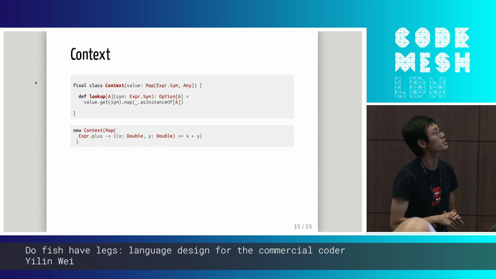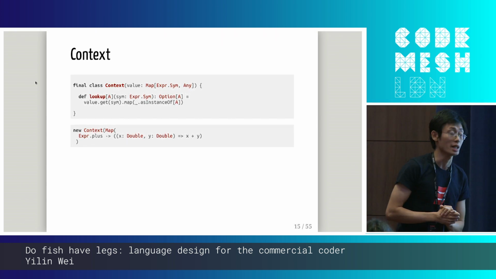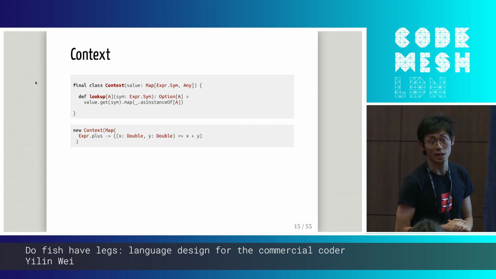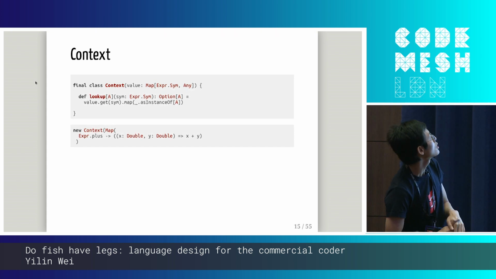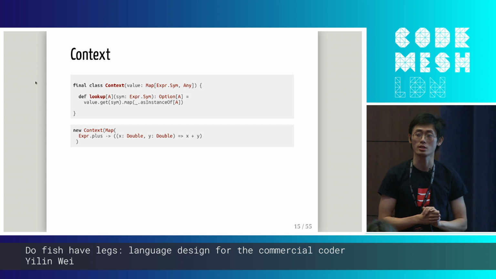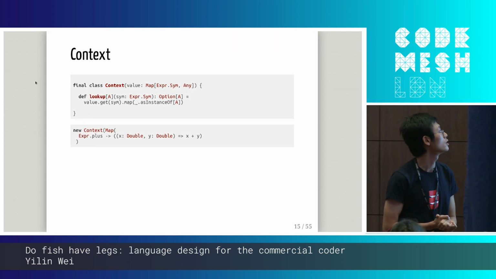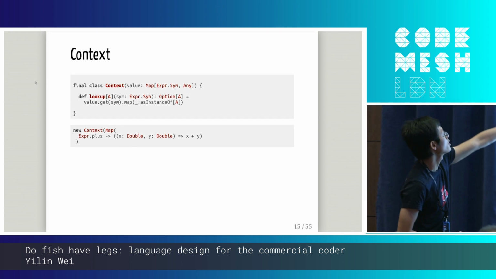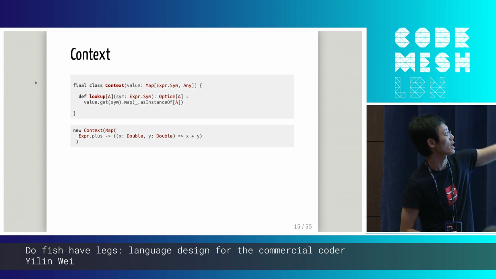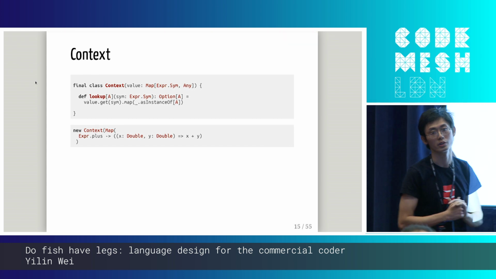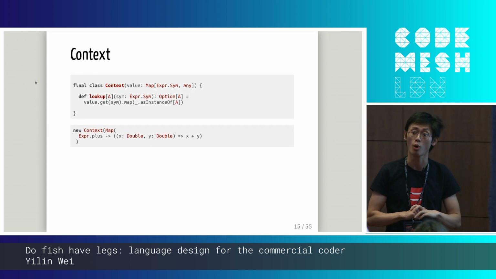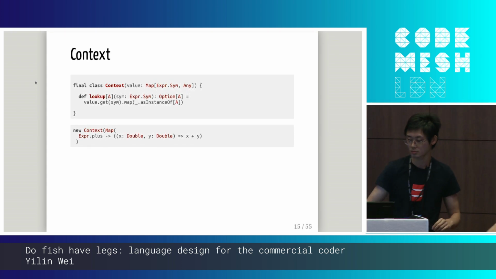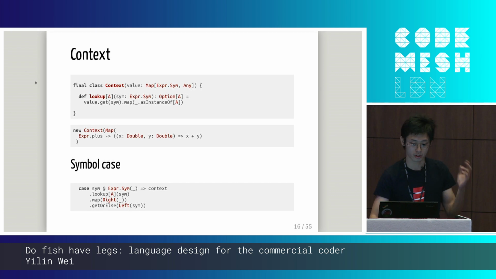So this is our context. It's a map, really, from symbol to any, because we don't really know what it is. And it can fail because it doesn't have to be inside the context. And here's an example of a context for plus. X, y, plus, x is a double, and y is a double, and we return the function x plus y. So that's fine.